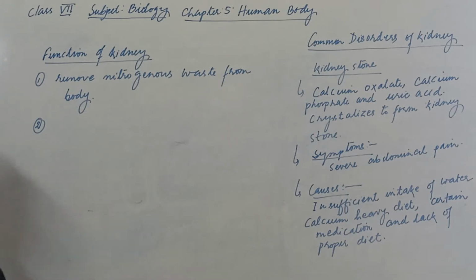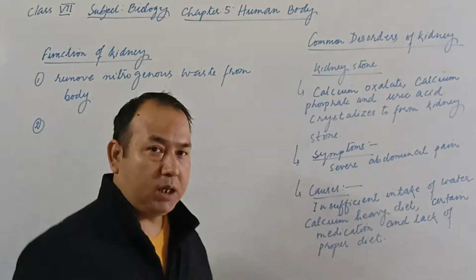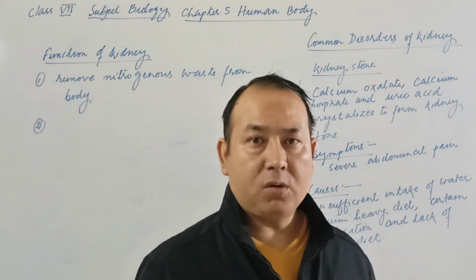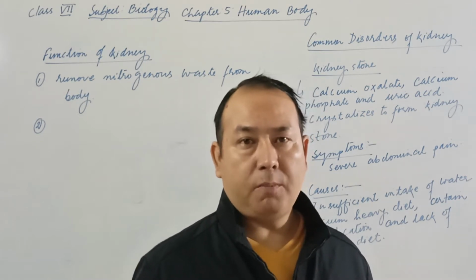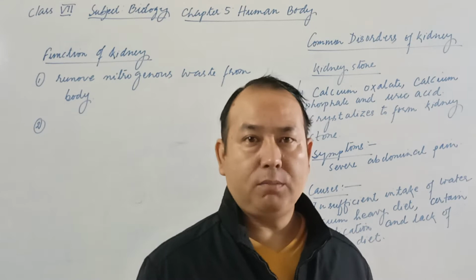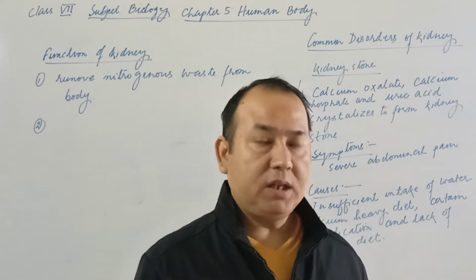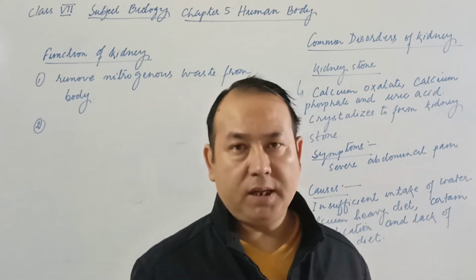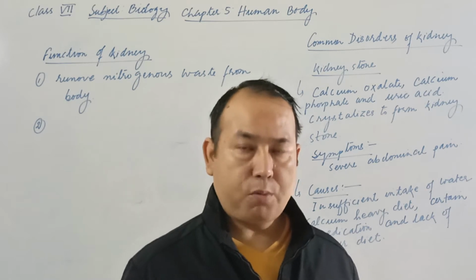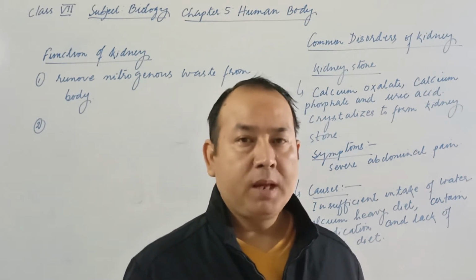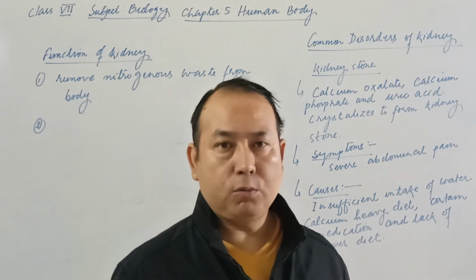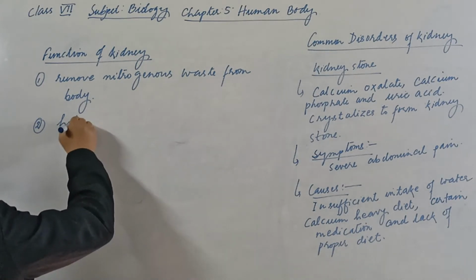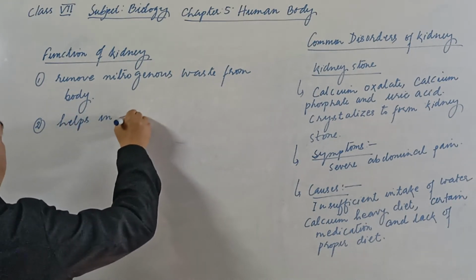Number two is, in addition to the removal of nitrogenous waste, kidney plays a vital, important role in maintaining the water balance, electrolytic balance in the body. Electrolytic balance means ionic balance. The proper concentration of ions must be present in the blood, and the proper amount of water must be present in the blood. So this proper maintenance of balance of water and the ions in the blood is what we call osmoregulation. Simply in short we can write here that it helps in osmoregulation.